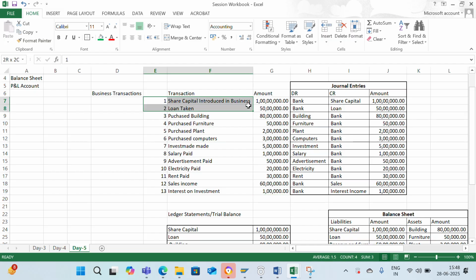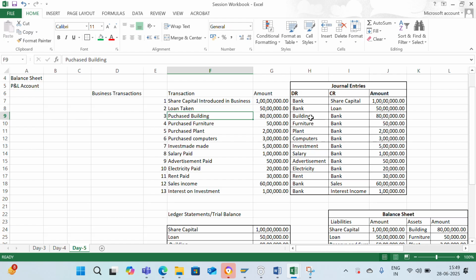So the first thing that we have to consider is to create the journal entries for all those transactions. The basic rule for journal entries I have already covered in my previous session. If I write the journal entries for all those transactions, the account that is debited, the account that is credited, and the corresponding amount I have captured over here. For the capital introduced in the business, the accounting entry is bank account debit to share capital account. For the loan taken, it is bank account debit to loan account.